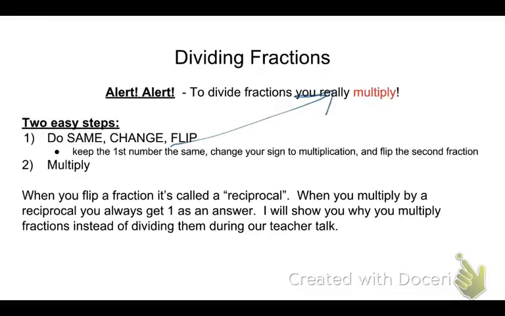When we say same, change, flip, that means you keep the first number the same, you change your sign from division to multiplication, and you flip the second fraction. The second step is to multiply across and follow the same steps for multiplying that you did in the previous slides. When you flip a fraction, it's called a reciprocal. When you multiply by a reciprocal, you always get the answer of 1. I will show you why you can multiply fractions instead of dividing them during our teacher talk.